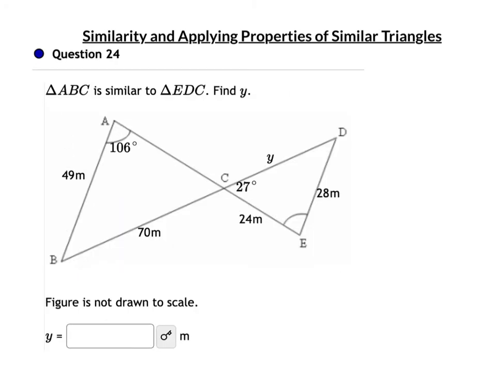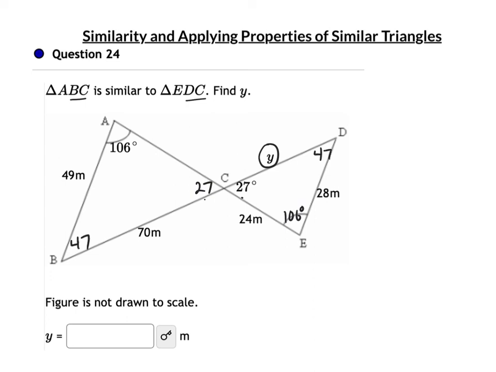Question 24 is like the last one, just a lot less work. We're only finding y here. CD, that would be the last two. It corresponds with the last two, BC. Keep in mind, we can figure this out. We can say these are 27, and we know that the two marked are 106, and we can subtract from 180. 180 minus 27 minus 106 is 47, so these two are 47.